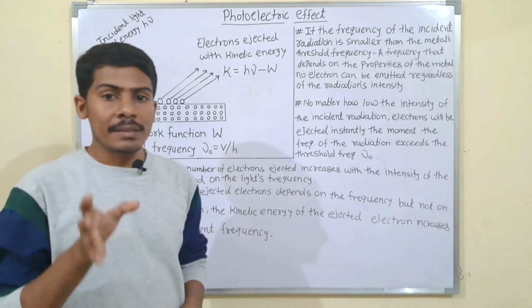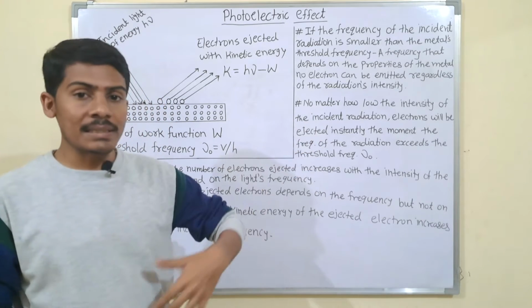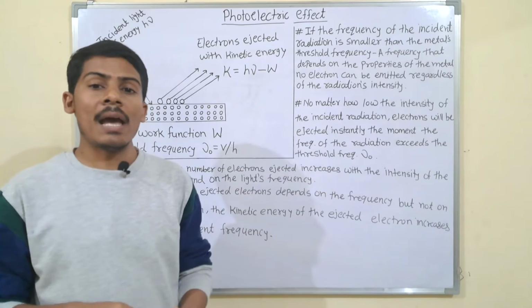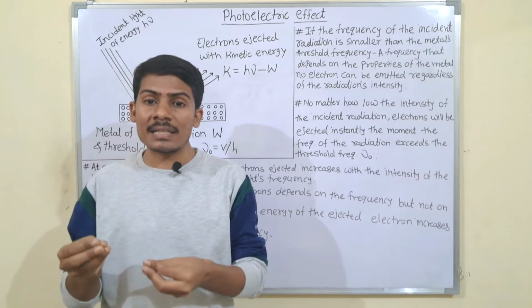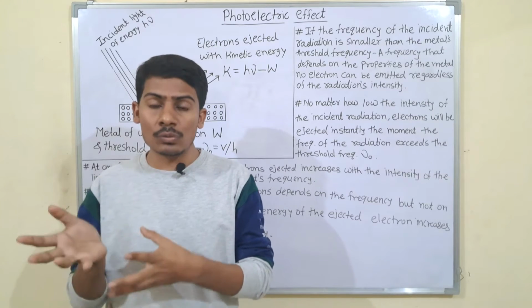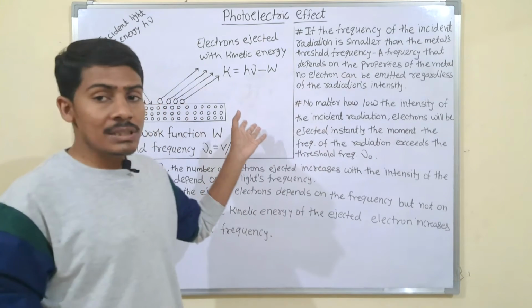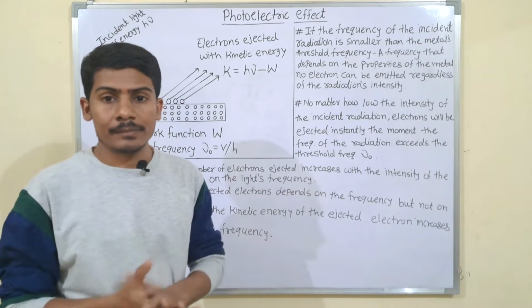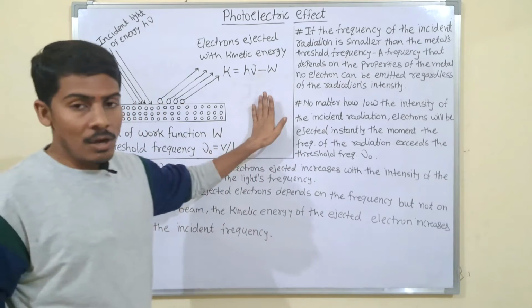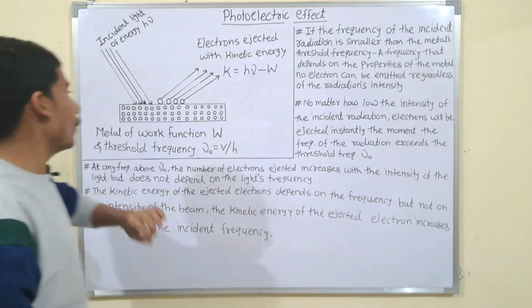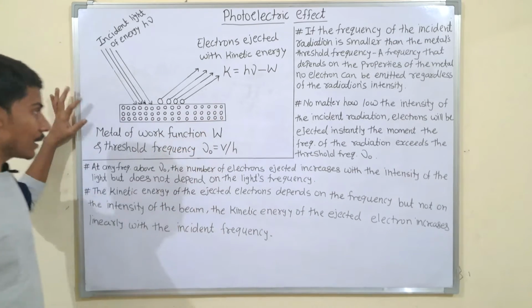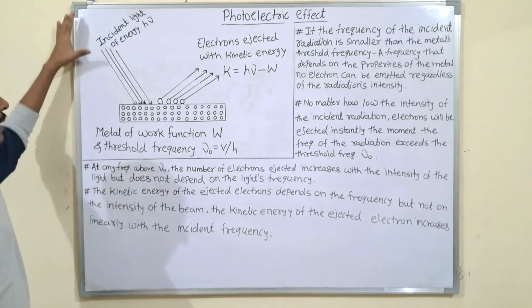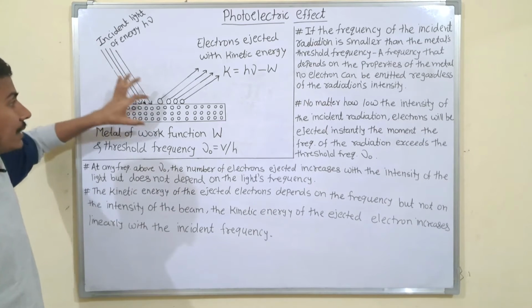Now we will see the figure. After that we will discuss the points one by one, and we will also discuss why classical mechanics is not sufficient to give a description of this experiment. Now we will see the diagram. Here this is the metal, and we incident the light on this metal.